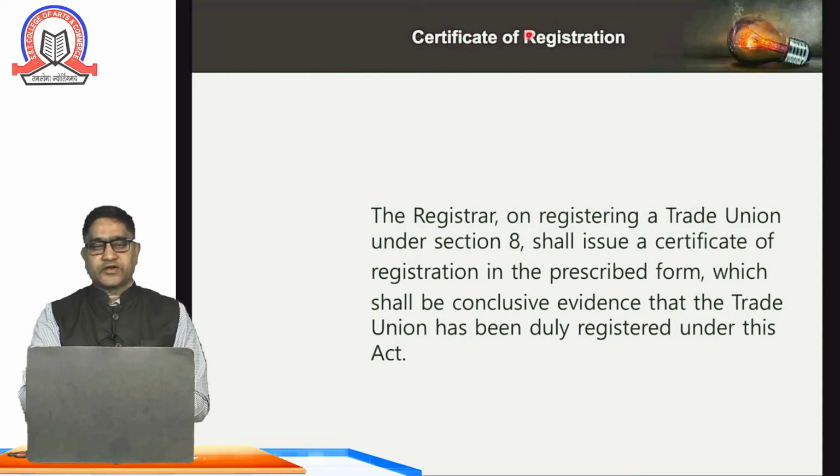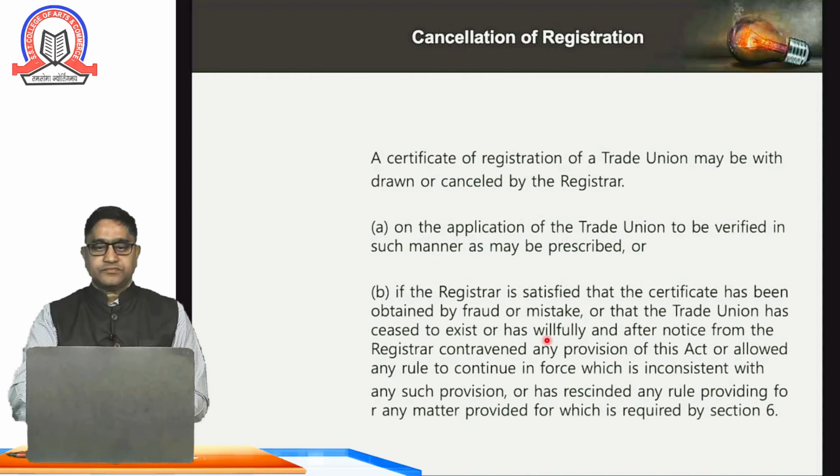Coming to the certificate of registration, the registrar, on registering the trade union under section 8, shall issue a certificate of registration in the prescribed form, which shall be conclusive proof that the trade union has been registered under this Act. Coming to what happens after registration, we are speaking about the cancellation part.